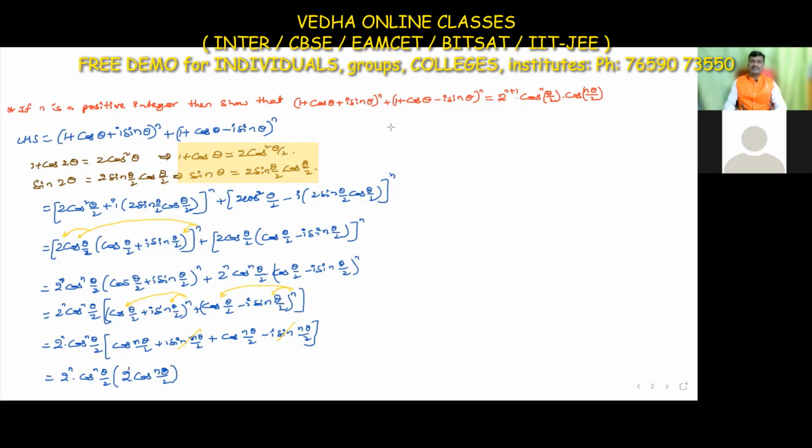So what we get here? Okay, so 2 power n and 2 power 1 is 2 power n plus 1, into cos to the power n theta by 2, into cos n theta by 2, which is equal to RHS. We took the LHS and we got the RHS. Hence, it is the required answer. Hence, the answer is proved. Understood? Yes, sir. Okay. So, if we go to the next question.